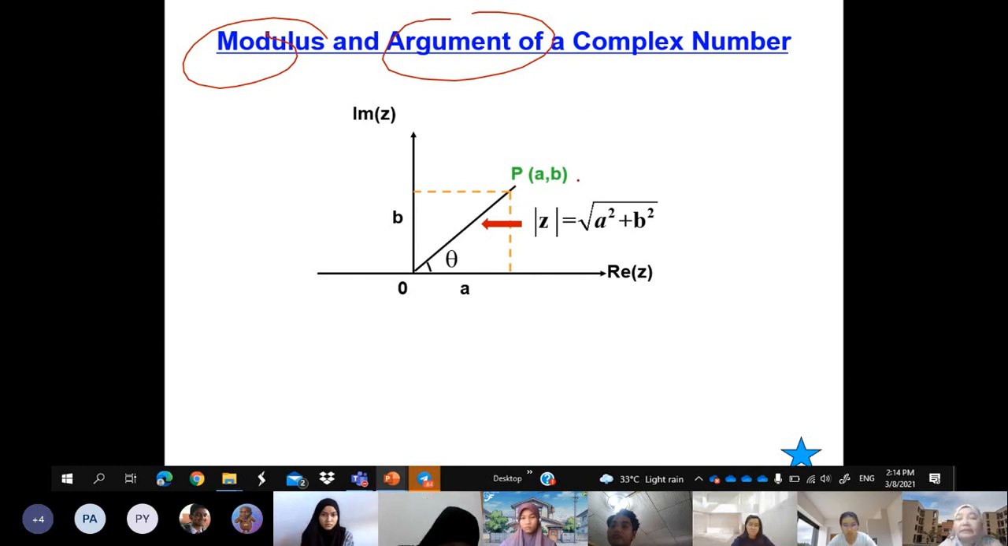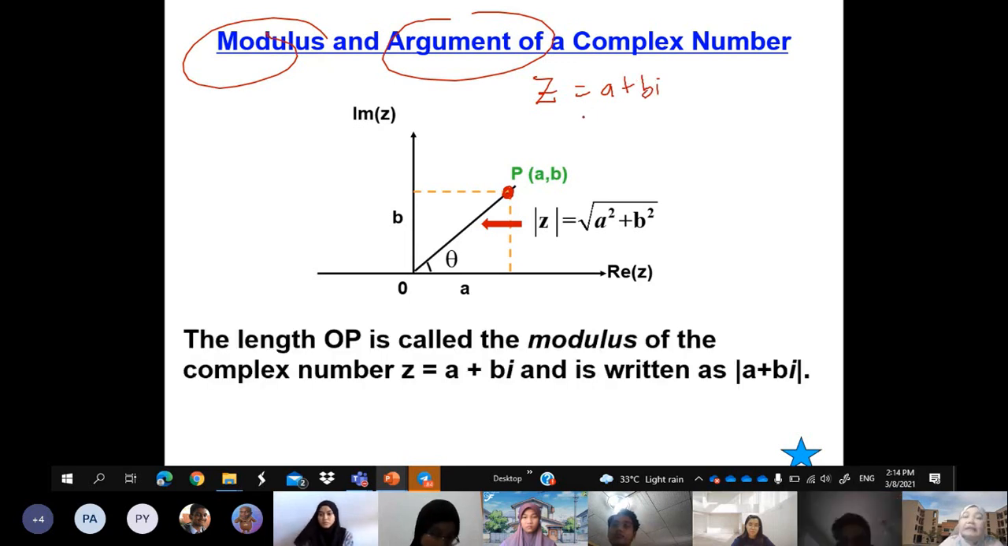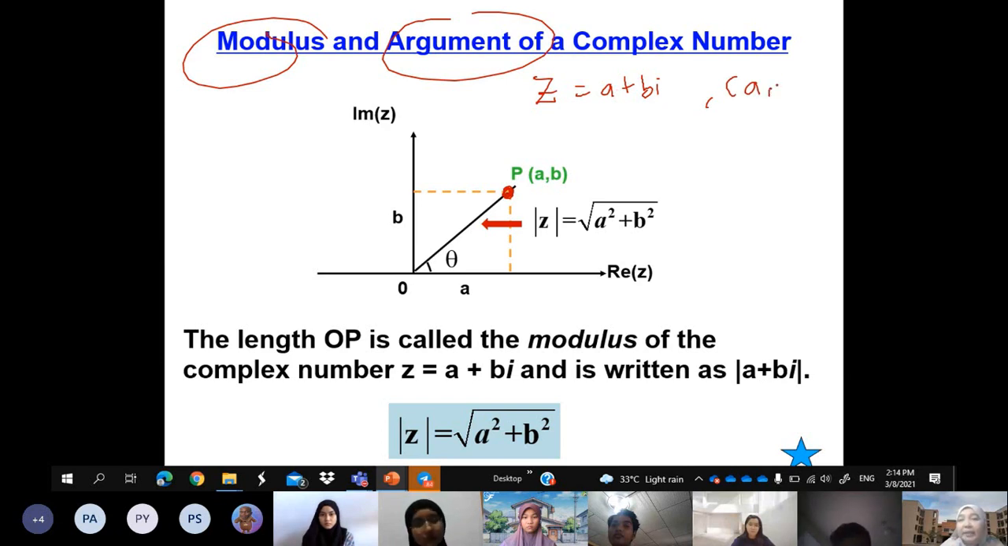Given point P (A, B), why? Because Z is equal to A plus BI, so it changes to the coordinate (A, B). This is point AB, with the origin, real Z for the X axis and imaginary Z for the Y axis. Then this is the distance from 0 to point P.